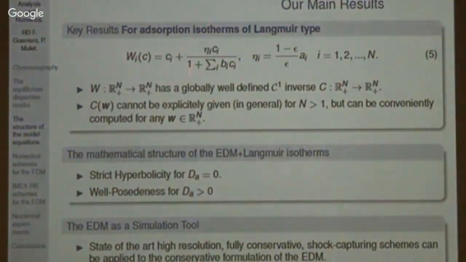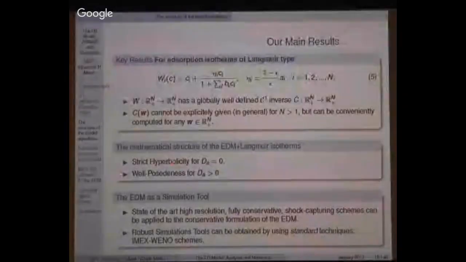The nice thing about all these things that I told you here is that you can get, as a byproduct, some of the mathematical structure almost for free. You can get strict hyperbolicity, you can get well-posedness of the model, and all this means that you can use state-of-the-art, high-resolution, fully conservative shock capturing schemes. You can apply them to the equilibrium dispersive model, and you can make robust simulation tools that can be obtained by nowadays standard techniques, okay? And our choice is this MX runner schemes.